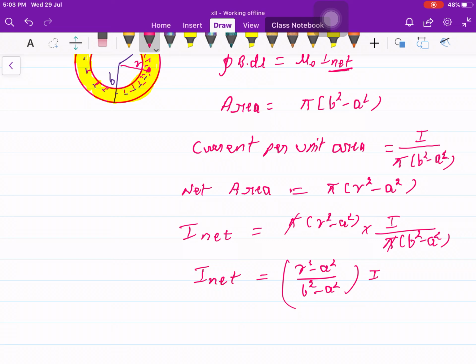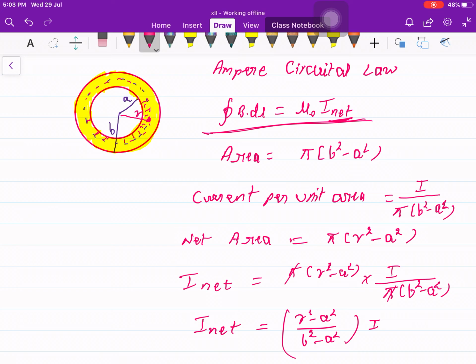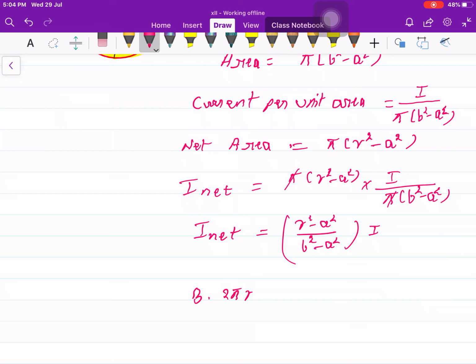Now come to Ampere circuital law, that is B dot dl. Now what is dl here? If I integrate dl, I am going to have the total length of the Amperian loop. It is a circular loop, so B times 2 pi r is equal to mu 0 into I net. What is I net now? (r square minus a square) upon (b square minus a square) into I.